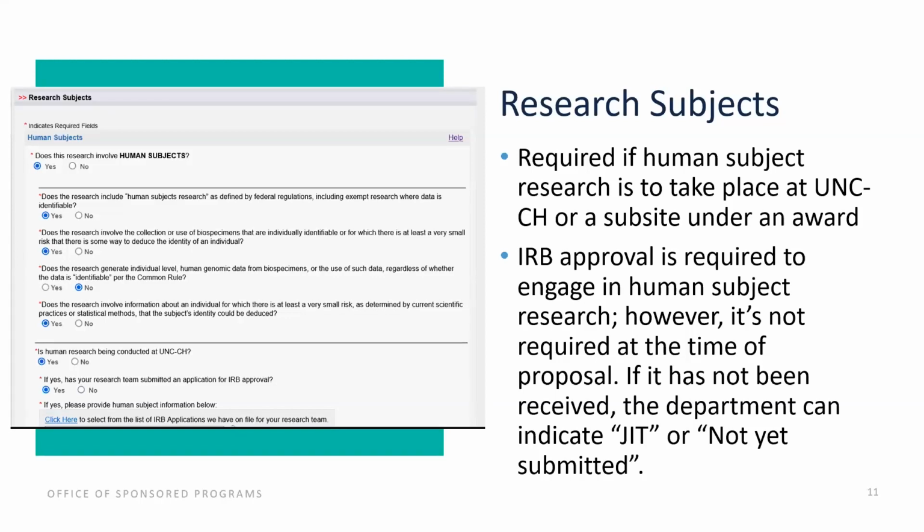Often the IRB protocol is not required to be approved at this stage. It might not even be submitted until later on. But in the case of NIH, for example, at the just-in-time phase, usually we need to get that done. You can indicate either that it's just in time or not yet submitted. So those are definitely options. Next slide.